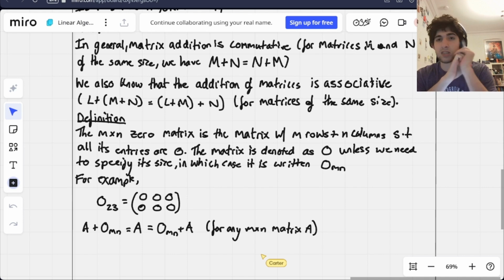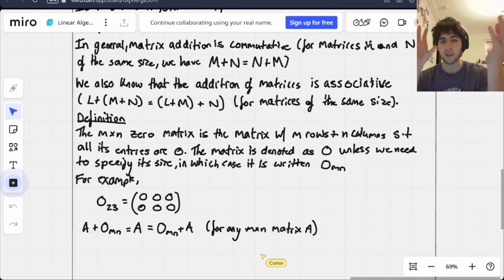And again, this comes back to the field axioms, which we'll talk about in real analysis if you're interested, which will be something I talk about later on the channel. Effectively, any real number plus 0 just gives you that real number back. That is an axiom or an assumption that we make, and it's very crucial here to seeing that any matrix plus the 0 matrix of the same size just gives you that matrix right back.